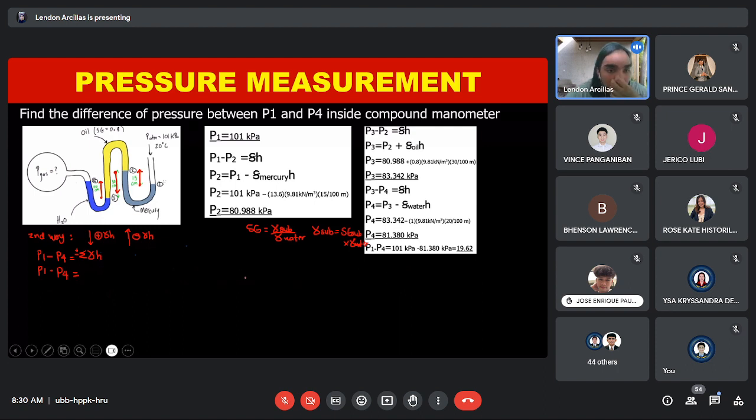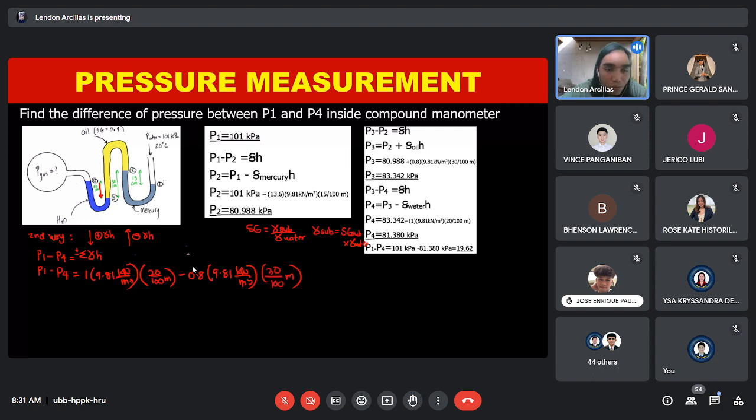Kung ano yung isa-subtract, doon kayo magsisimula. So, pang P4 to P3, tayo ay bumaba. Tama ba? So, this is positive. Positive 1 times 9.81 times 20 centimeter divide 100. Okay, from 0.3 to 0.2 tayo tumaas. So, minus. Minus SG ng oil, 0.8 times 9.81 times 30 centimeter over 100.